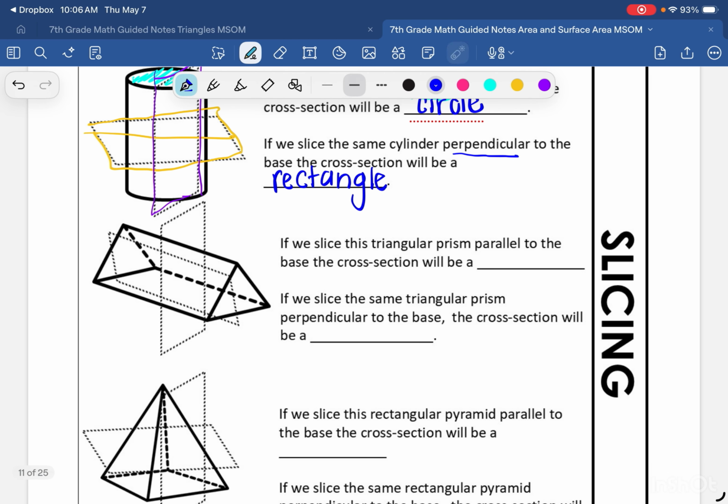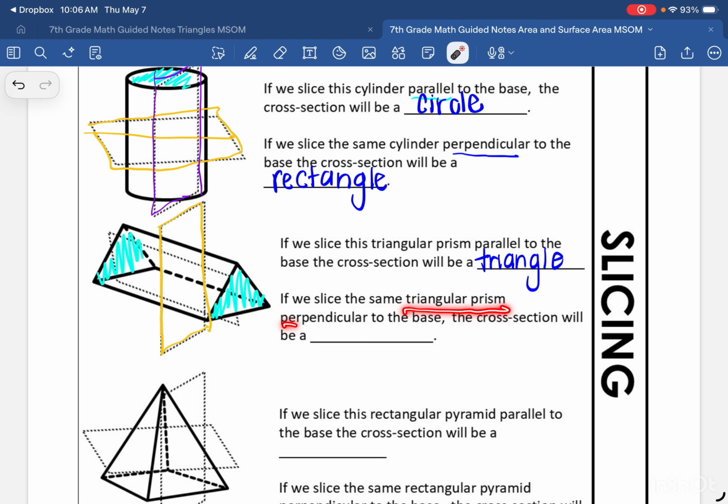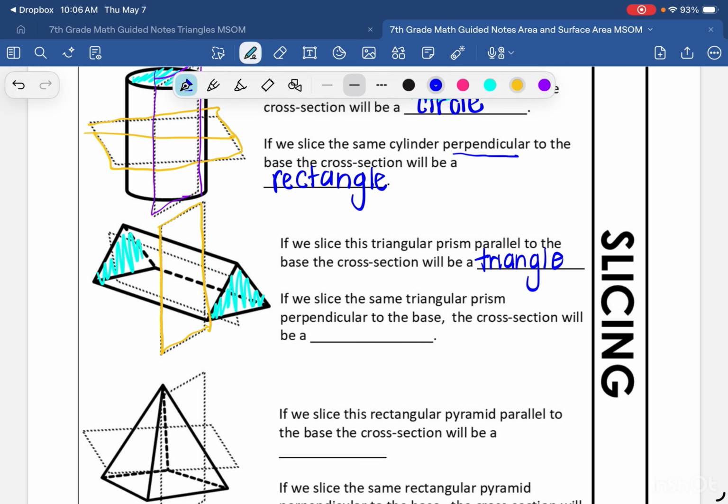Okay, now let's look at this triangular prism right here. If we slice this triangular prism parallel to the base, the cross-section will be, okay, so here's my base. It's this triangle. If I slice it right here, down the middle like this, parallel to the bases, the cross-section will be a triangle. If we slice the same triangular prism perpendicular to the base, so like right here, cutting it that way, the cross-section will be a rectangle.